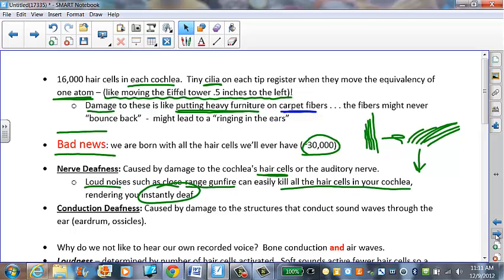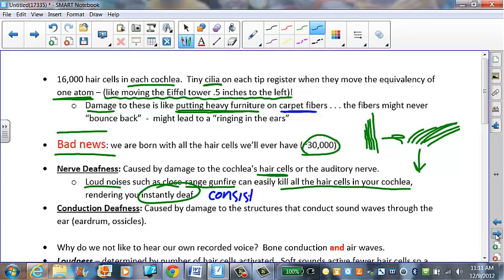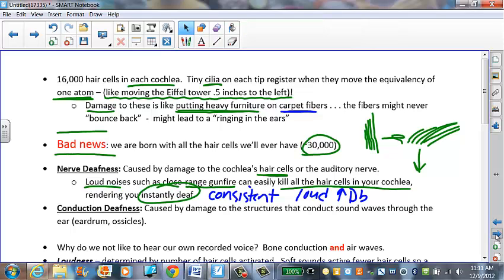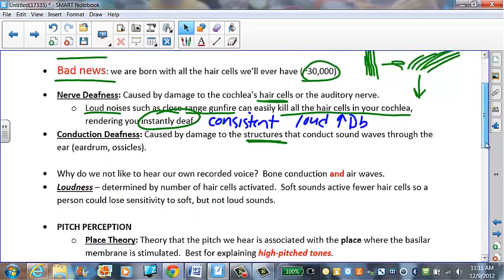Or it could be just consistent exposure to very loud, high decibel sounds over time that can also cause damage. Conduction deafness is caused by damage to the little structures that magnify sound. So damage to the middle ear, the ossicles, the eardrum, can cause conduction deafness.